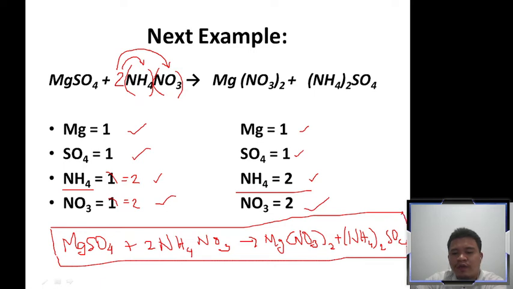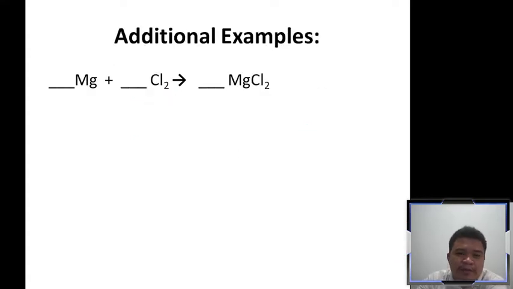Now, there's one thing that I would like you to take note of here. You can only include polyatomic ions as a group in balancing as long as they are intact on both sides. I hope that you will remember that. Those are some of the guidelines that I could share with you when we balance chemical equations. But of course, all of this will mean nothing if we don't know how to apply it in other examples. So, let's have some further examples.